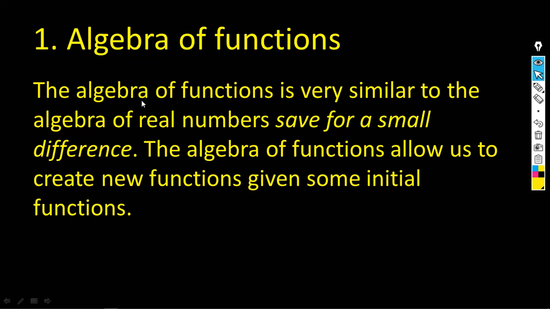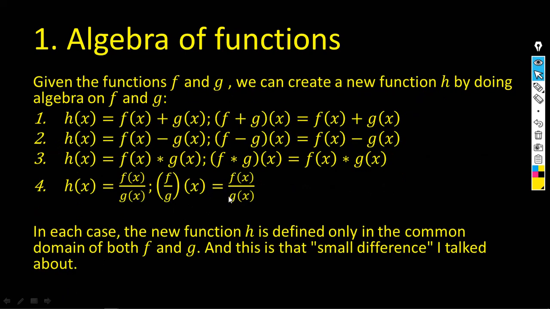Let's read. The algebra of functions is very similar to the algebra of real numbers, save for a small difference. I'm going to tell you about this small difference in a moment. The algebra of functions allows us to create new functions given some initial functions. So let's start to read. Given the functions f and g, we can create a new function, h, by doing algebra on f and g in a very similar way in which we do algebra to numbers.